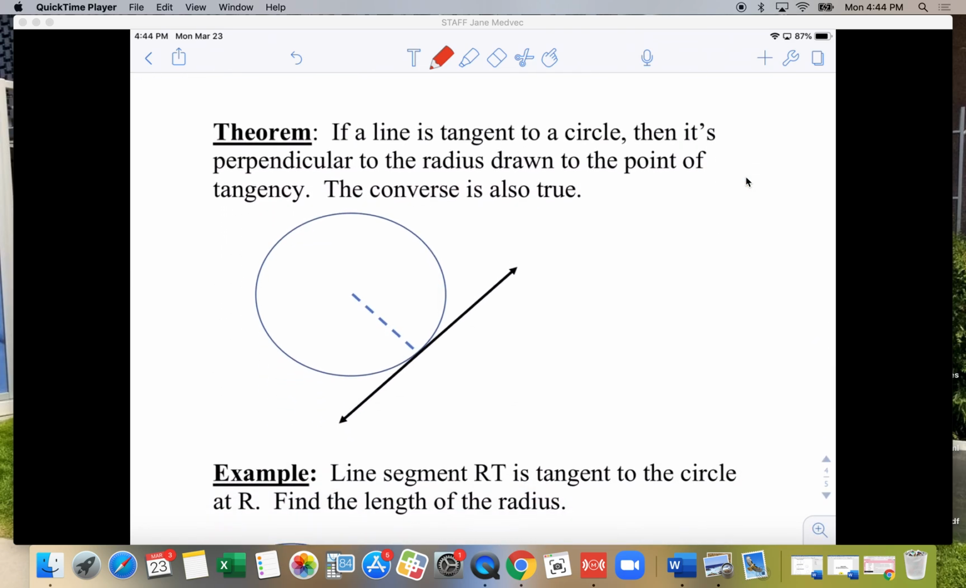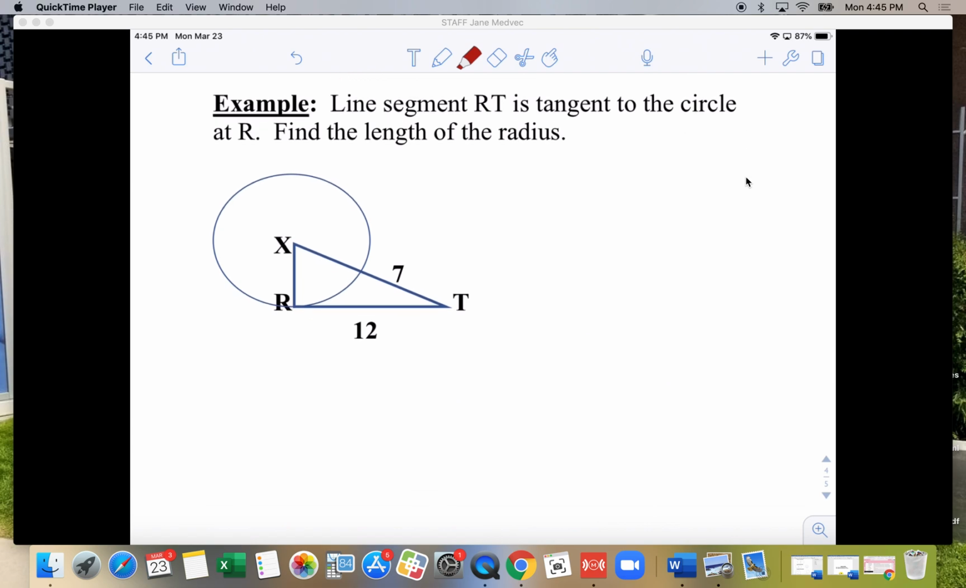Finally, we're going to look at a theorem. The first theorem says that if a line is tangent to a circle, so you're going to notice this black line is tangent to the circle, then it's perpendicular to the radius drawn to the point of tangency. So what it's saying is if it is a tangent line, then it's perpendicular to the radius. And the converse is also true. So just kind of a heads up, the radii and the tangent line are perpendicular, and that will be important as we solve problems.